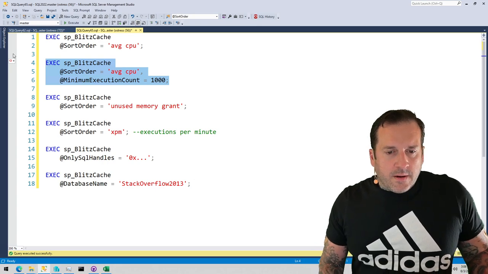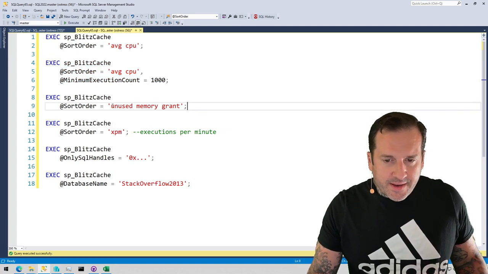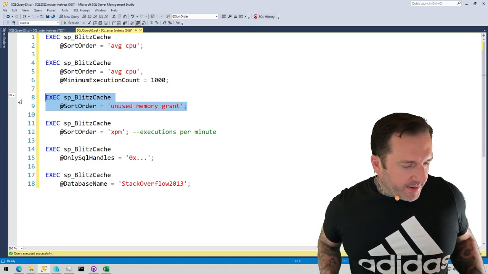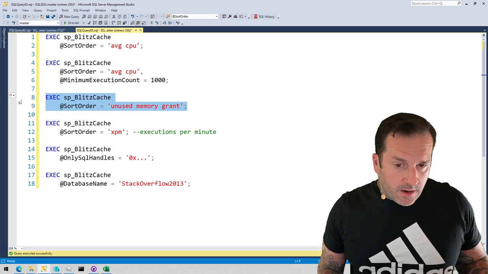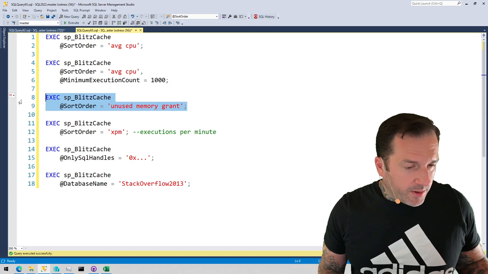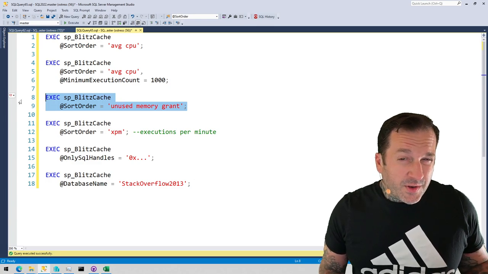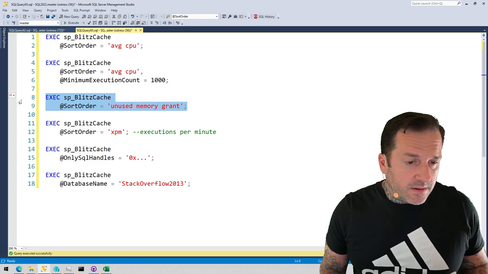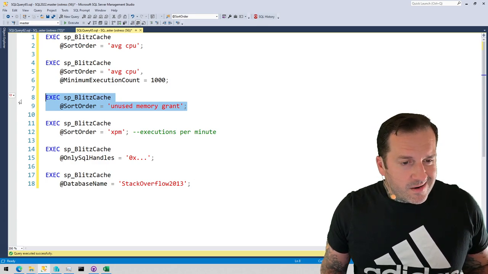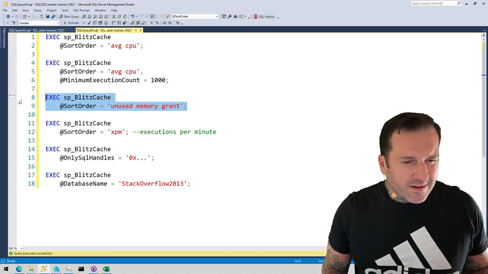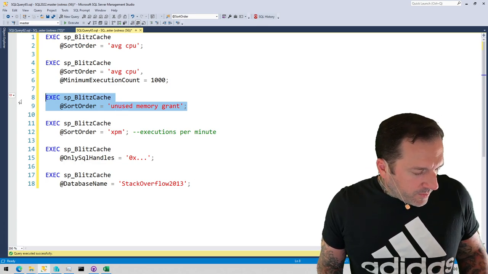One particularly interesting sort order that sp_BlitzCache has is unused memory grant. Unused memory grant is good because the plan cache actually has something that Query Store doesn't, in that the plan cache tracks how much memory a query was granted and how much memory a query used. Query Store only tracks how much a query used. It doesn't track what the grant was. I would imagine this has something to do with all the memory grant feedback stuff, maybe. I'm not sure. It just seems weird to me for Query Store not to have that. I don't understand what led to that design choice. But these are good things to track down.